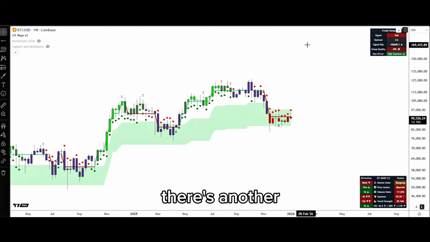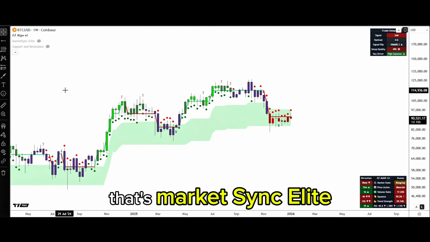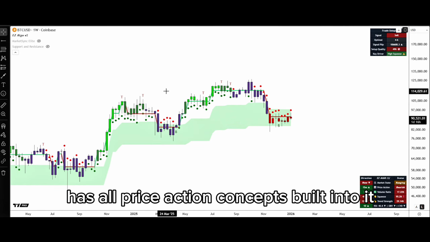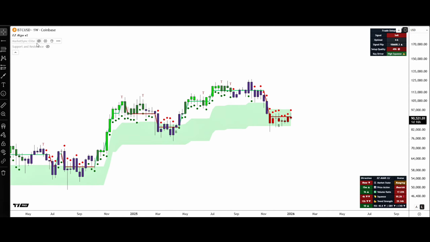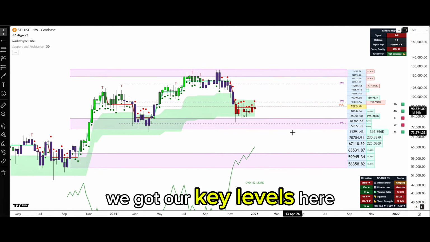But there's another script, part of EZ Algo, that I wanted to show. We haven't showed it yet, and that's Market Sync Elite. Basically, it does everything for you. Has all price action concepts built into it. So once I pull this up, now we got our key levels here.